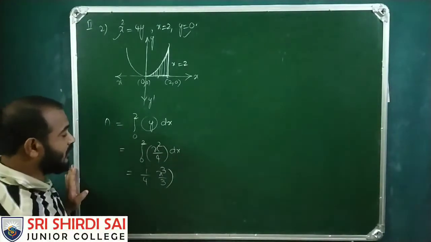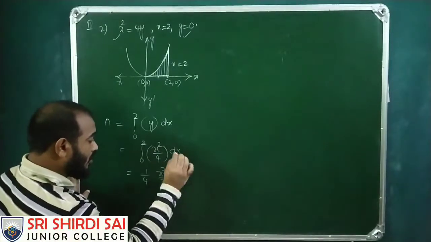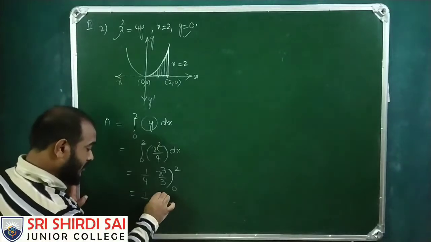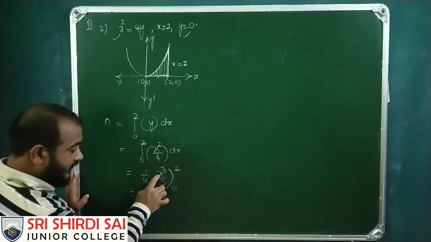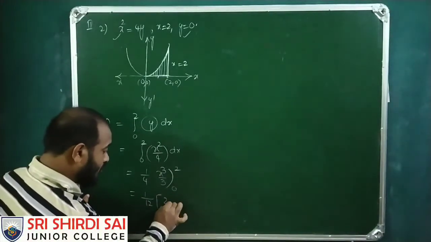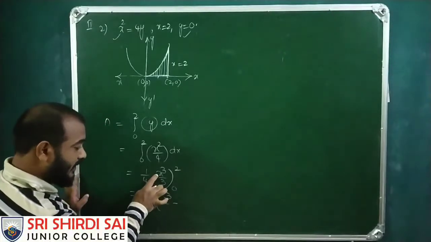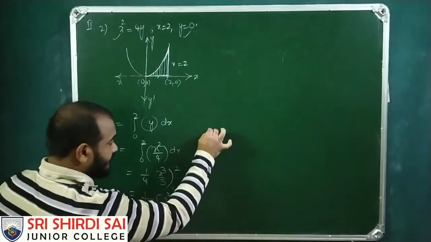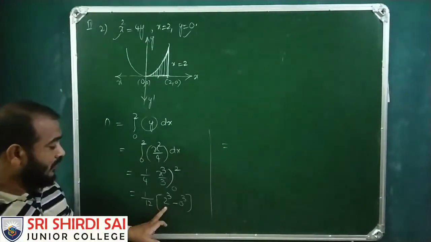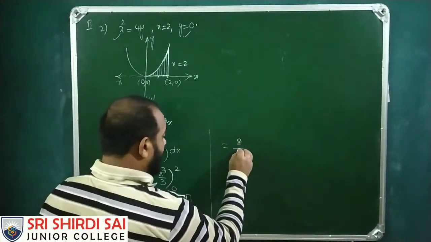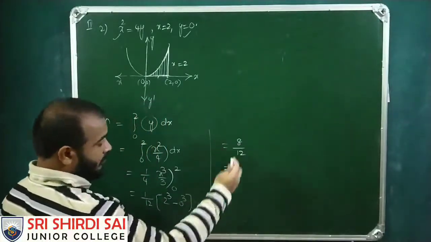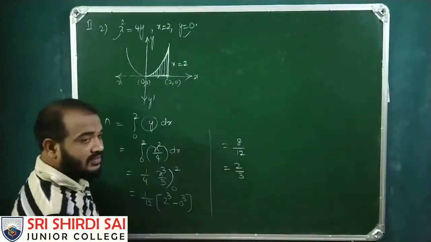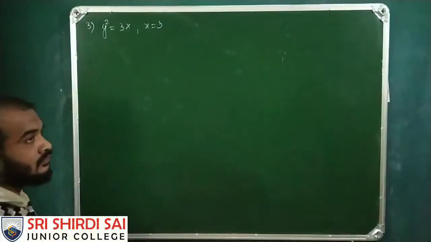The process of integration is over. 0 to 2 are to be written here. 1 by 4 times 3 is 12. In the place of x, substitute upper limit 2 cubed minus, in the place of x, lower limit 0 cubed. This equals 2 cubed is 8, 8 by 12. So if you cancel 4 twos, 4 threes, so 2 by 3 square units.